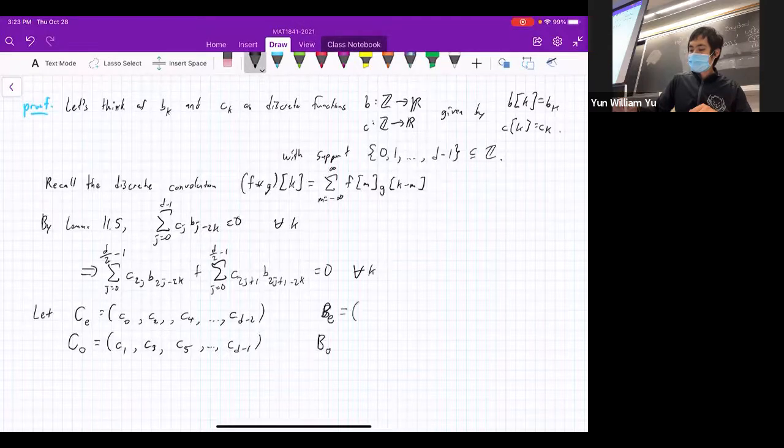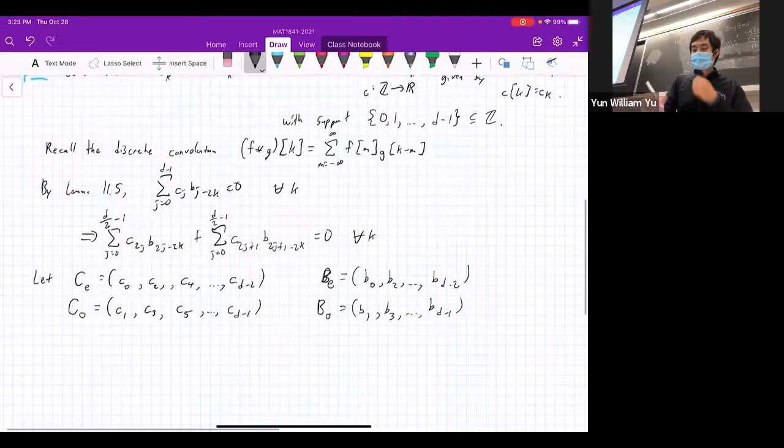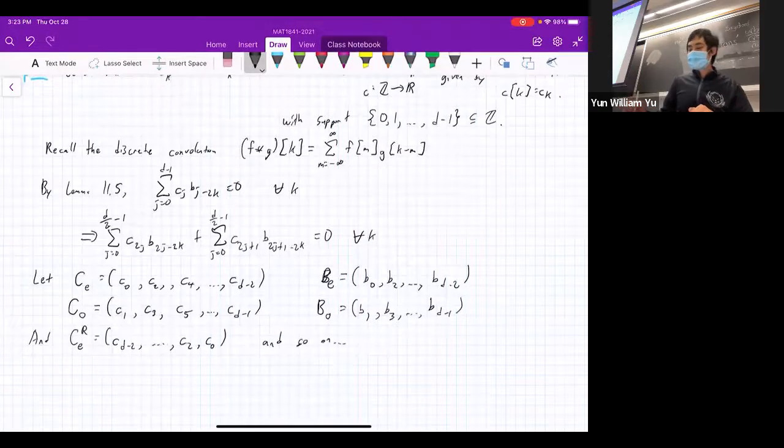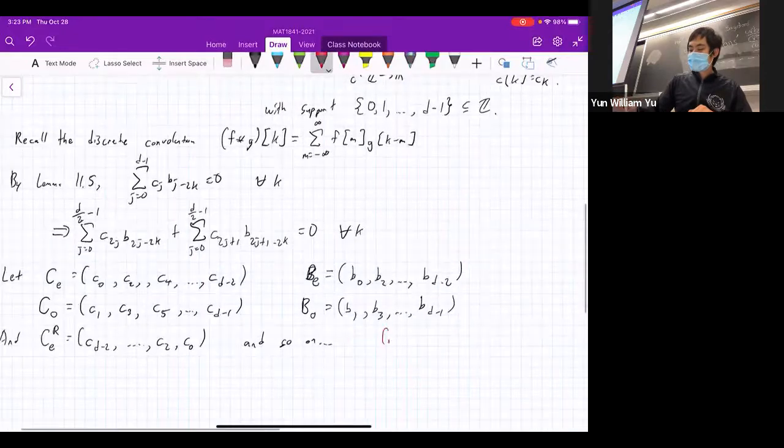So this is going to be the vector of coefficients b0, b2, through b sub d minus 2. This is going to be b1, b3, through b sub d minus 1. And we're also going to define c sub e reversed as, well, you're going to reverse the vector, c sub d minus 2, all the way through c2, c0. So that's reversed.